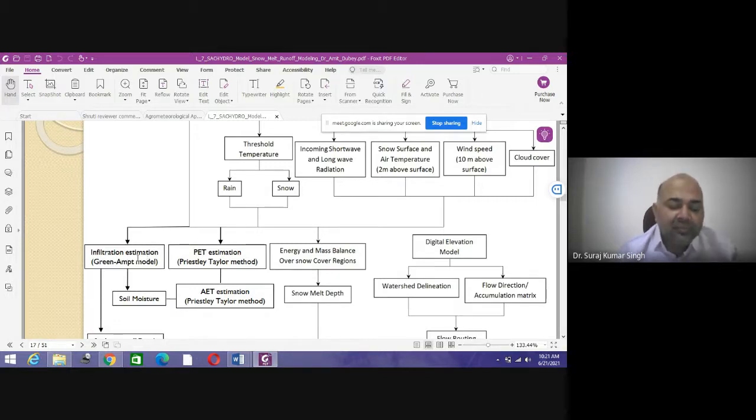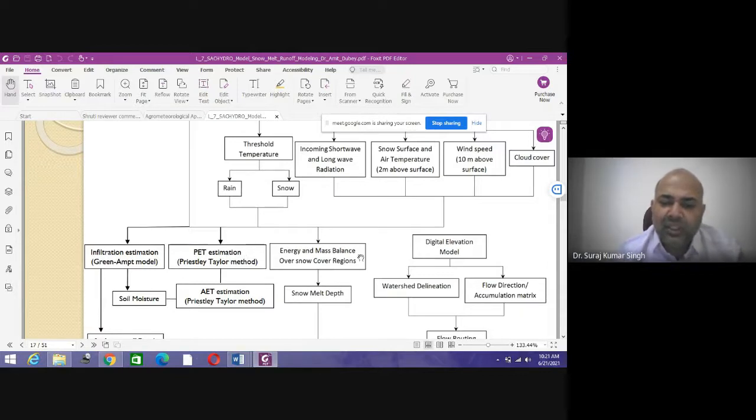What is the amount of water that is going to infiltrate into the ground will also be modeled using the Green-Ampt model. Apart from that, we'll be using potential evapotranspiration estimation, known as the Priestley-Taylor method. That is the amount we are trying to estimate: what is the potentiality in that area.